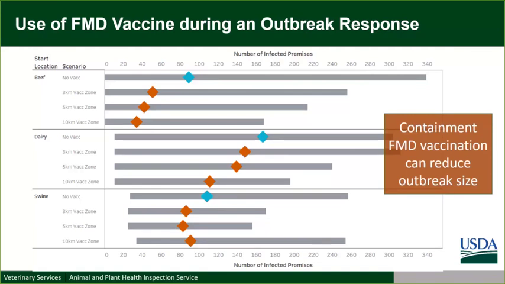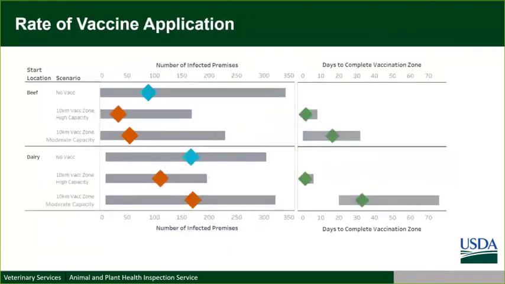So we see that even a small zone size of 3 kilometers can still have a benefit of helping reduce the size of an outbreak. However, for this to work, getting vaccine into animals as quickly as possible is what's most important. So that brings me to key point number 2, and this is the one I'll touch on a little bit more heavily, because this is really what's most important for a vaccine strategy.